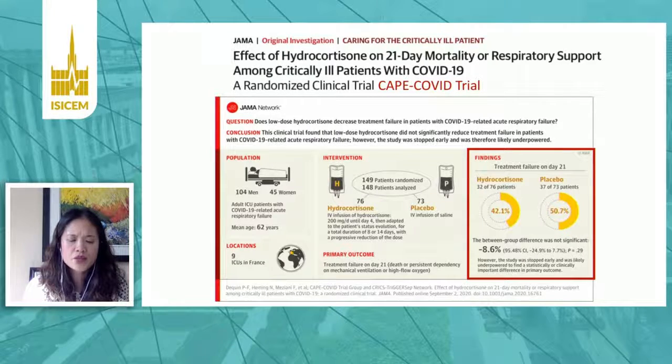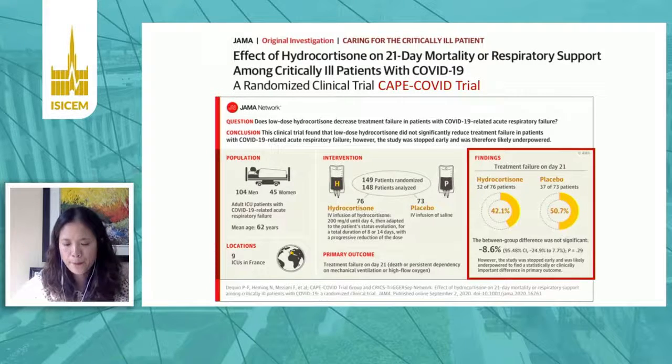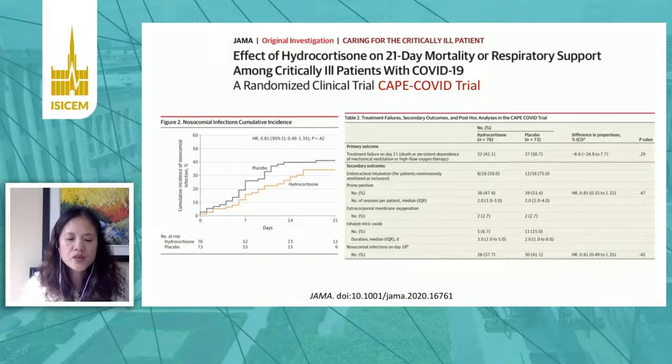42.1% in the hydrocortisone group compared to 50.7% in the placebo group had treatment failure at 21 days. Due to the early stopping of the study, it was underpowered to find a statistically or clinically important difference in the primary outcome. On day 28, 39% of the patients had at least one episode of nosocomial infection.